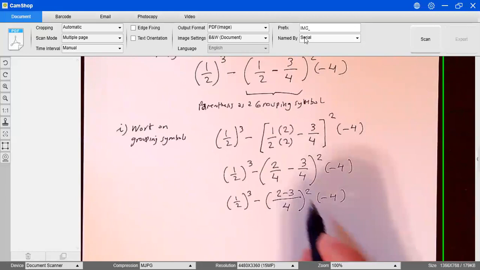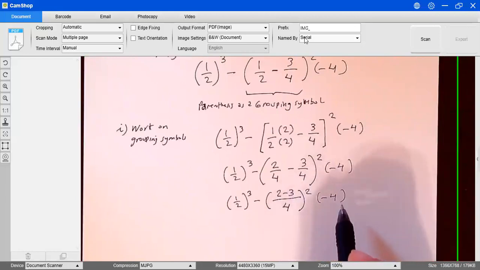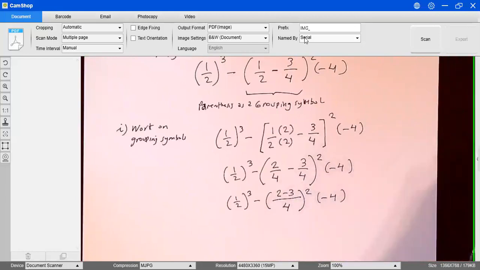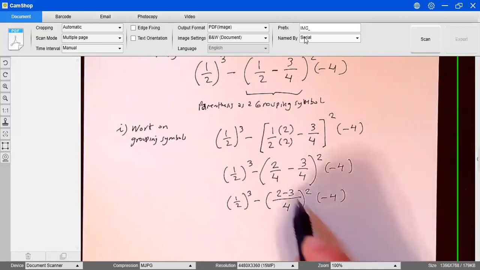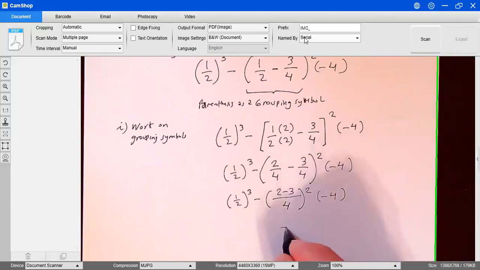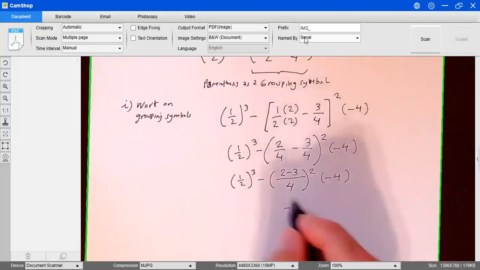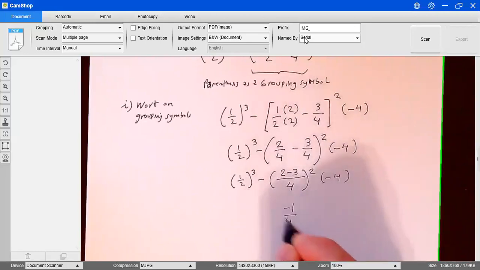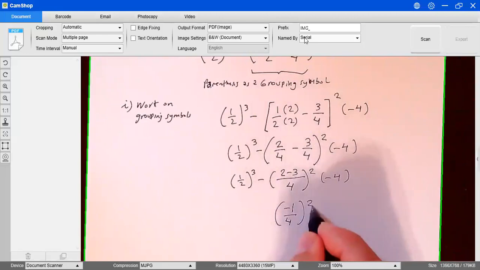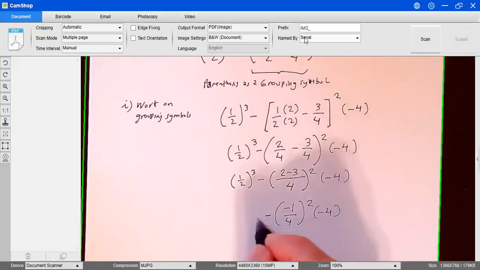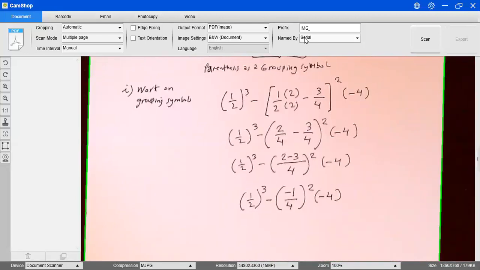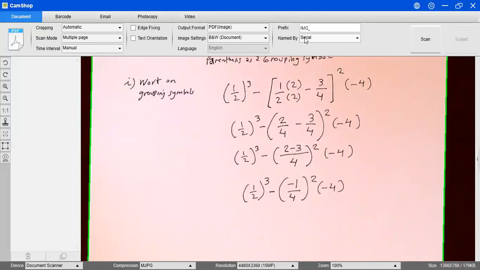And now 2 minus 3, you just do 3 minus 2, right? Is 1. But you're going to keep the sign of the number with the greatest absolute value. So you're going to get -1/4 squared. That multiplies -4. We have a negative sign here, and we have 1/2 to the cube. So we finished the first part.